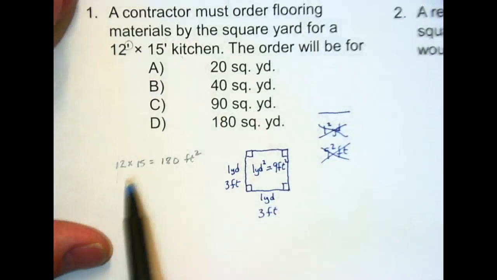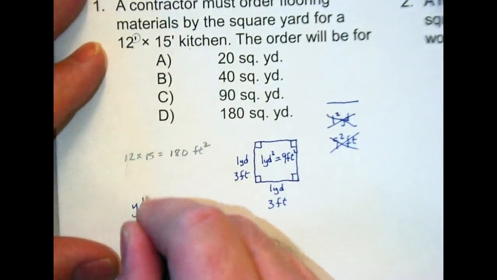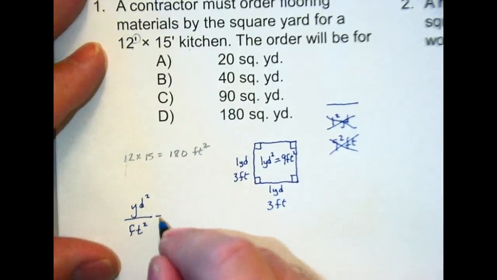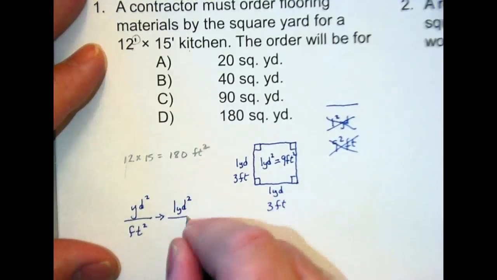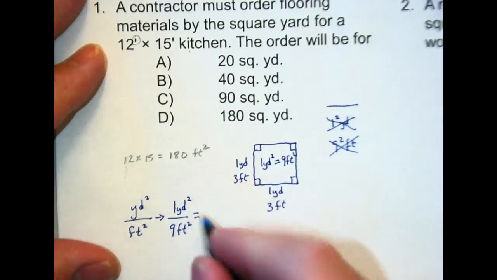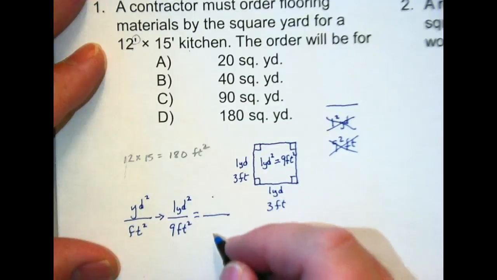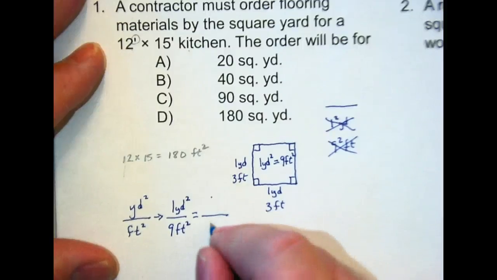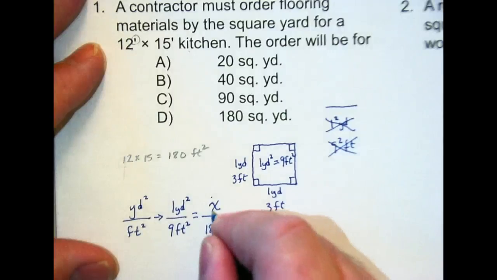So if I want to convert 180 square feet to square yards, I now have a conversion. In terms of square yards and square feet, I know that 1 square yard is to 9 square feet as 180 square feet is to... Now where does that go, on top or bottom? Where are my feet? They're on bottom, right? So I've got to put my 180 down here. My 180 square feet is to, I'm trying to find how many square yards.